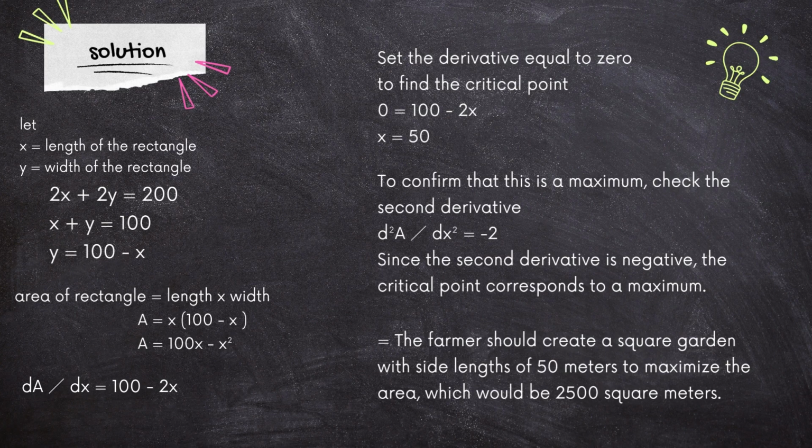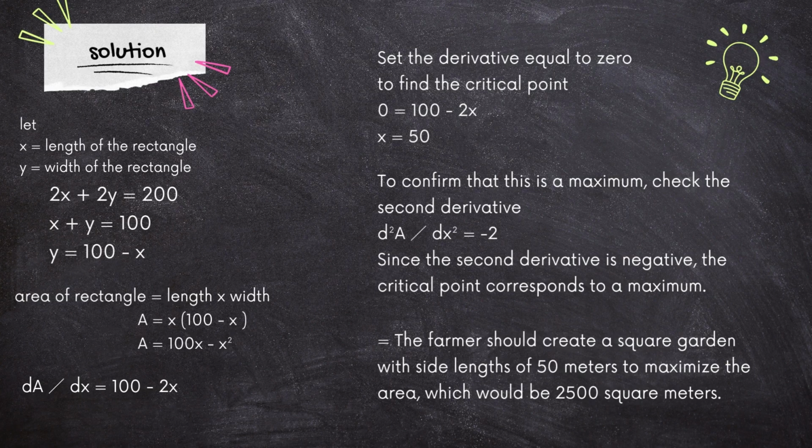We can differentiate the answer, so dA/dx equals 100 minus 2x. And then we set the derivative equal to 0 to find the critical point. So 0 equals 100 minus 2x, then x will be 50. To confirm whether this is a maximum or minimum, we can check using the second derivative. So we use the second derivative and we get negative 2. Since the second derivative is negative, the critical point corresponds to a maximum.